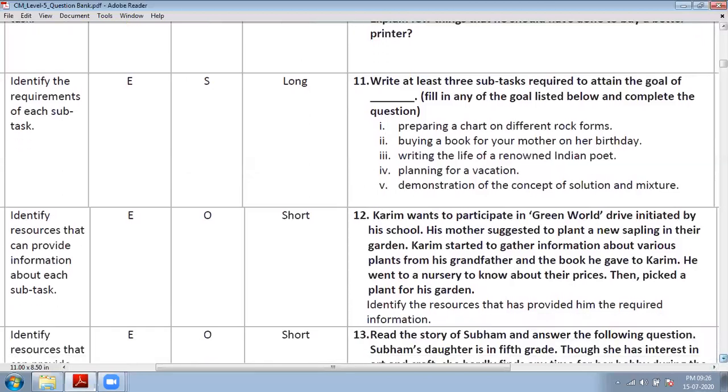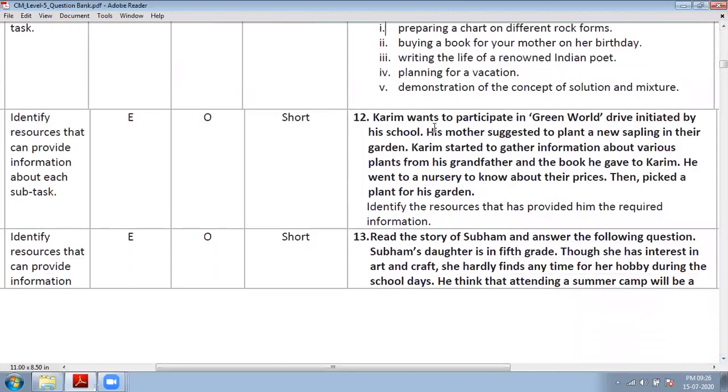Now question number 12. Karim wants to participate in the Green World Drive initiated by his school. As you already read this story, his mother suggested to plant a new sapling in their garden. Karim started to gather information about various plants from his grandfather and the book he gave to Karim. He went to a nursery to know about their prices, then picked up a plant for his garden. Identify the resources that have provided him the required information.